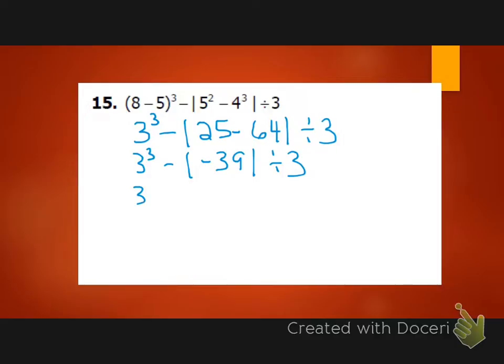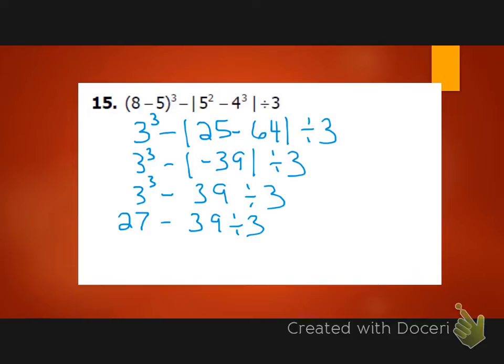So we're going to have 3 cubed, and what's the absolute value of negative 39? It's a positive 39. But remember, we're subtracting here. So you're going to subtract the positive 39 divided by 3. Now that we've got the parentheses done, our next step is going to be the exponents. 3 cubed is going to be 27. So you've got 27 minus 39 divided by 3.